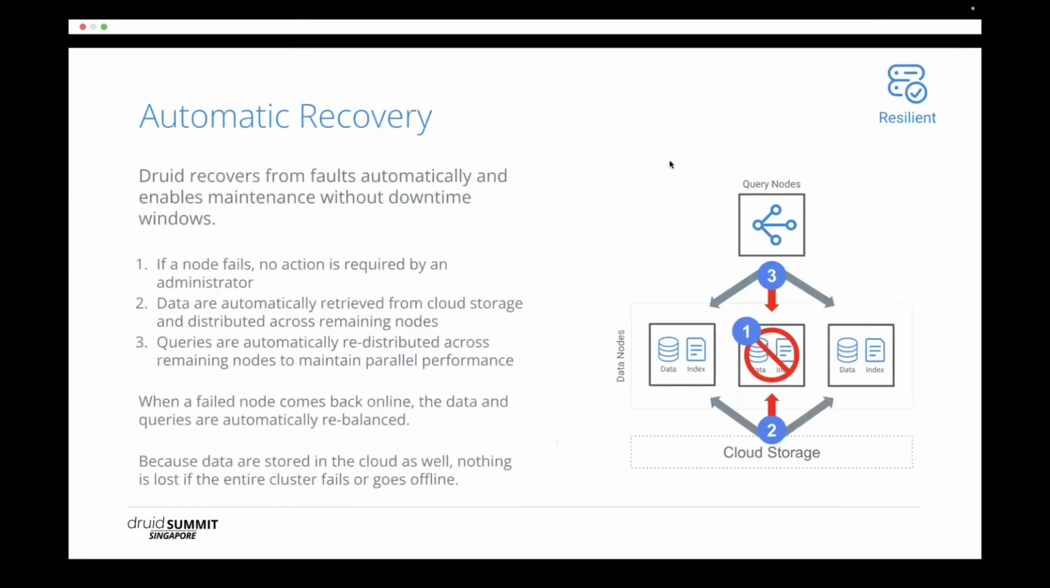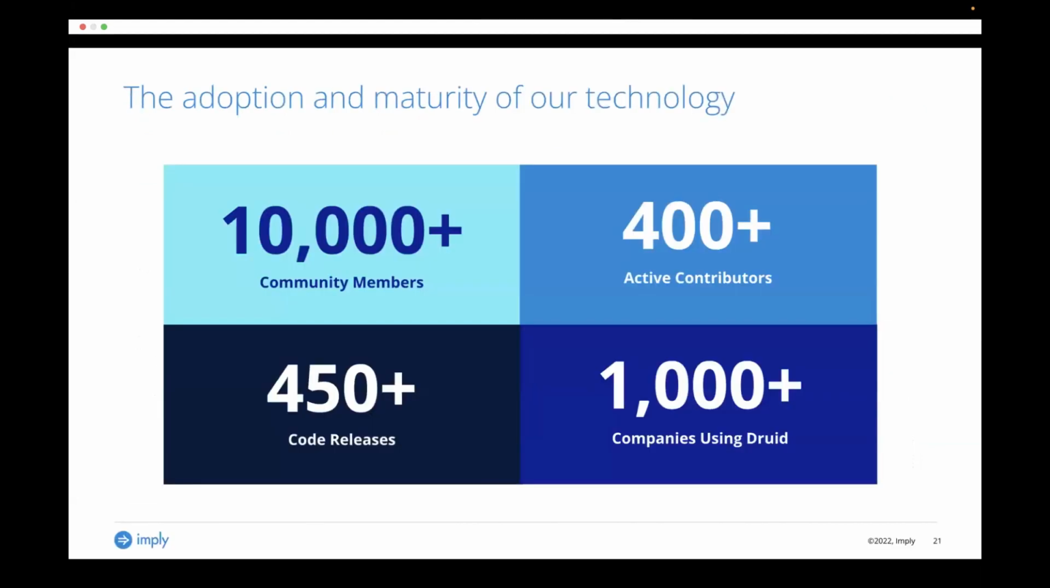So recovery is automatic because you have redundancy at all layers. When a node goes down, another node comes up. The cluster is not disturbed. The cluster still processes queries and still responds to queries. The Druid community is quite large, about 16,000 members in the recent numbers, about 400 contributors, and about 1,000 plus companies actually using Druid.